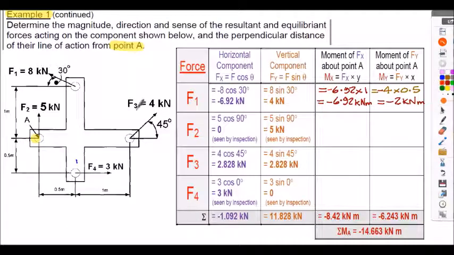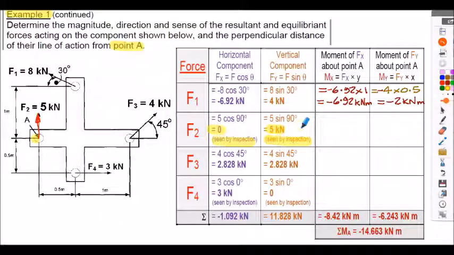Now let's consider the second force here, F2, which is a purely vertical force of 5 kilonewtons. So from our force resolution, by inspection, we can see that there's no horizontal component because a purely vertical force cannot have a horizontal component by definition. The 5 kilonewtons is a purely vertical component, which we can see by inspection. And it's positive 5 because it's an upward force, and that's positive to our sign convention.